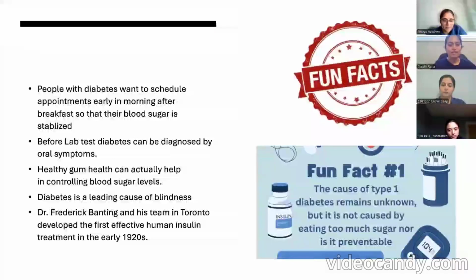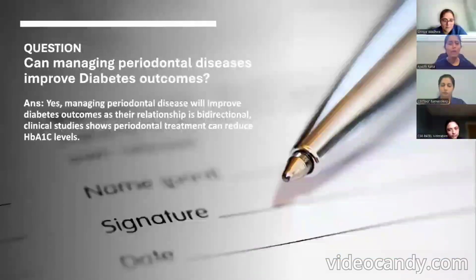Dr. Frederick Banting and his team in Toronto developed the first effective human insulin treatment in the early 1920s. And one more fun fact, the cause of type 1 diabetes is still unknown, but it is not caused by eating more sugar. Next, please. Now we have a question.